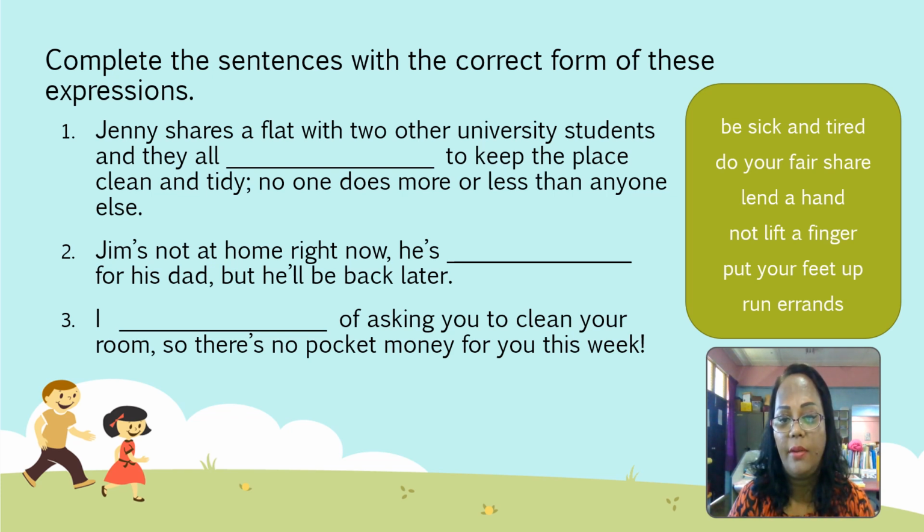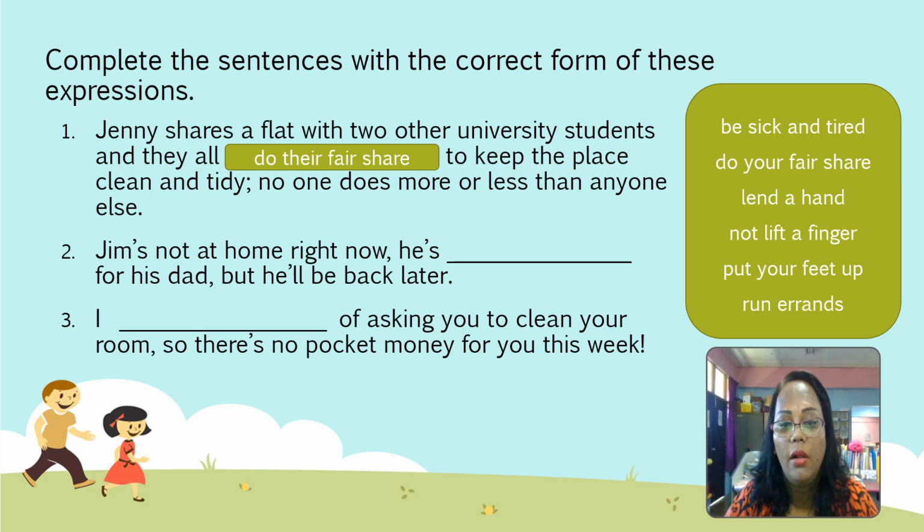So here the subject is Jenny and 2 other university students. And there's the pronoun they. So what do you think is the answer? You are doing it together with your friends. Yes, do their fair share. So the clue here is they. So you need to change the word your to their.